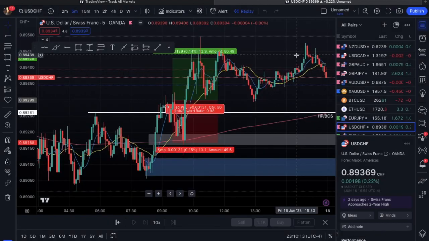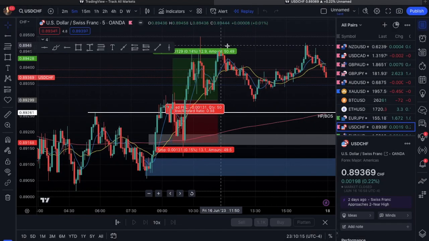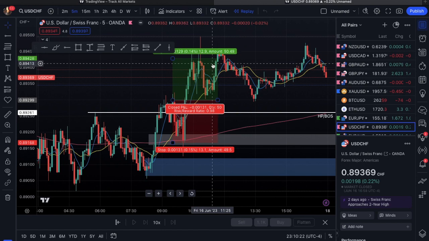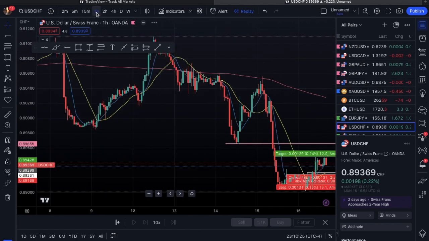All right. So, yeah, it went over a little from a 1-to-1, but as you can see, we did not completely fill this gap.